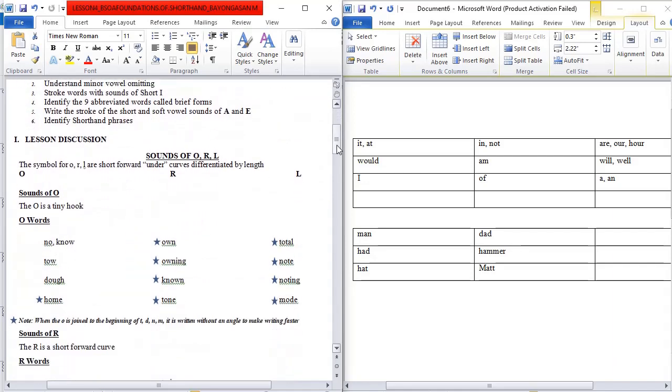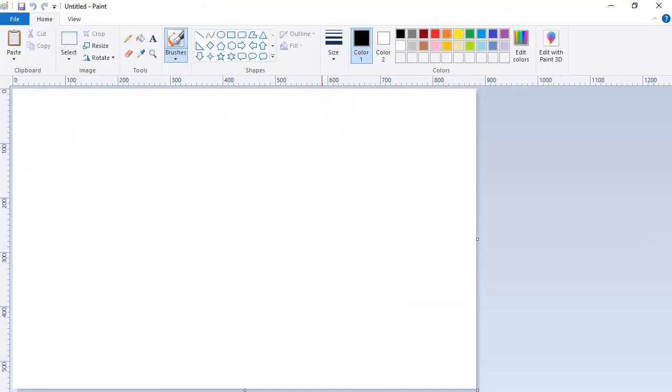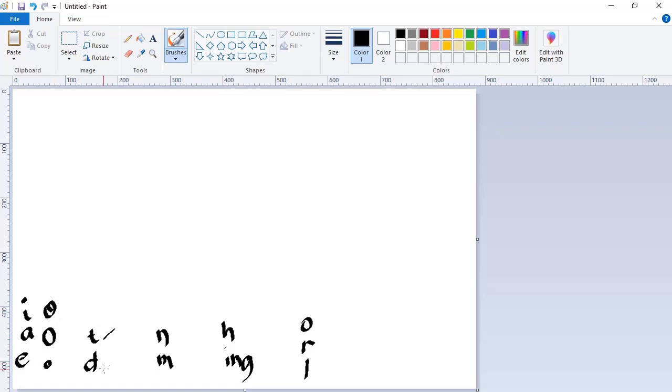So first, we have what we call the sound of ORL. Recap lang dun sa nakaraang video natin, we have learned the strokes of A and E, T and D, N and M, H and G, and then we have the I. So now let's have the O, R, L. So we have A, big circle; E, small circle; T, short slanting line; D, longer slanting line; N is a sleeping line; M is a longer sleeping line; H is the period on the first part of the word, and ING is the period at the last part of the word.